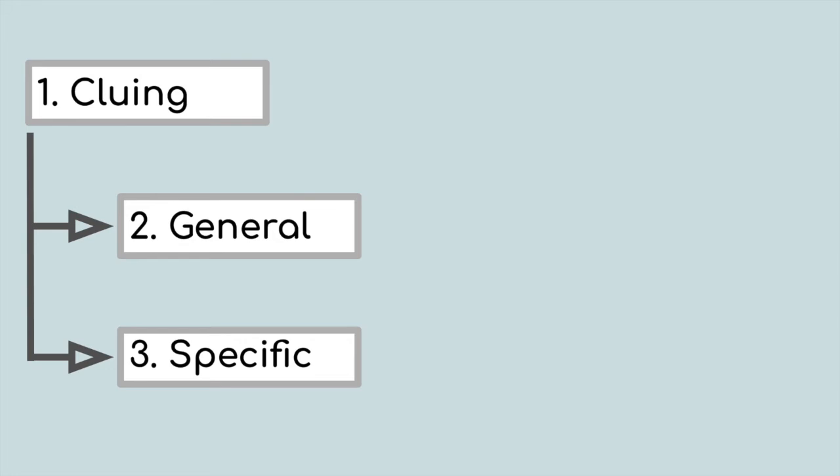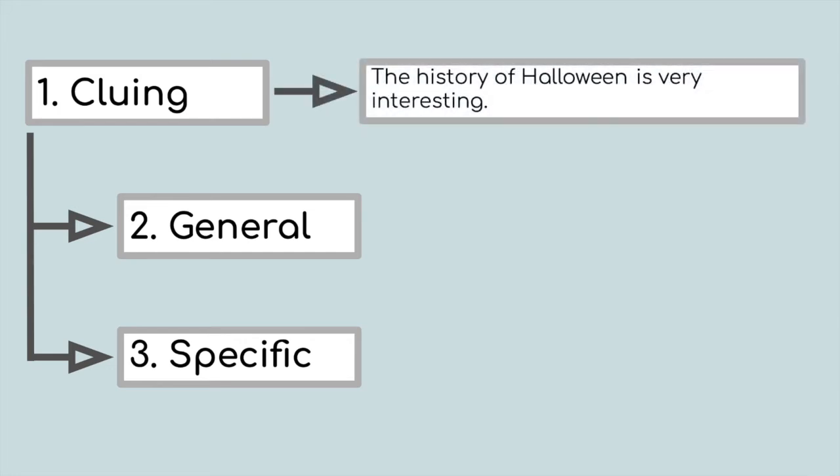Now, if I'm making a paragraph based on the information that I learned from the History of Halloween article, I'm going to need a really good topic sentence to introduce the fact that I'm going to be talking about the history of Halloween based on what I just read. So an example of a cluing topic sentence that is based off of the article, as if I'm writing my own, would be, the history of Halloween is very interesting.